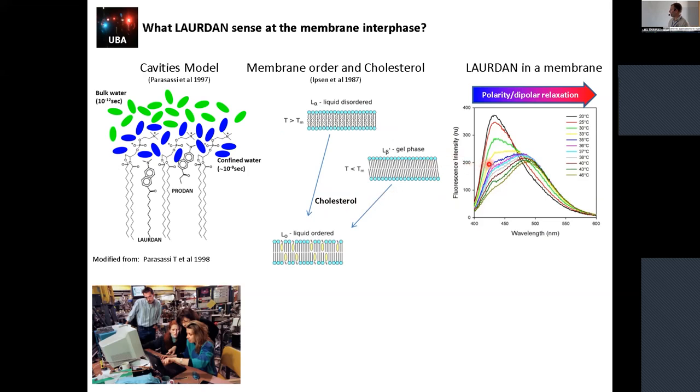So basically, here are the spectra of Laurdan in membranes as the membrane is melted with higher temperature, and you see that the maximum is changing from 440 mainly to 445, 490 more or less.